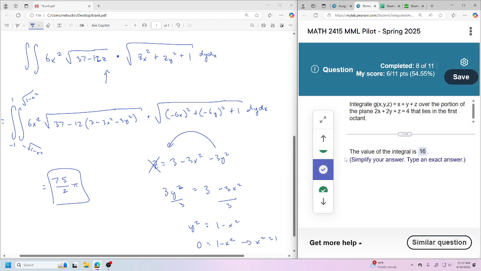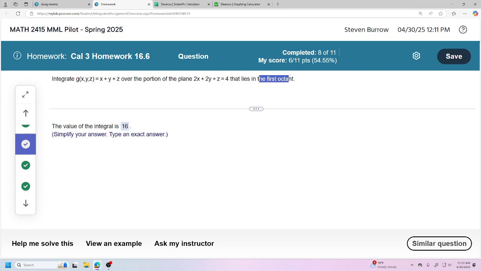Okay. So this is one I did. I think I just did it because I was debating about the last word of this one. It's actually pretty straightforward. Notice it says first octant. So we're going to go from 0 to a number, 0 to a number, rectangular form.